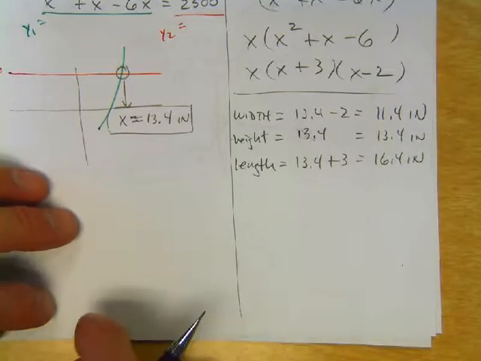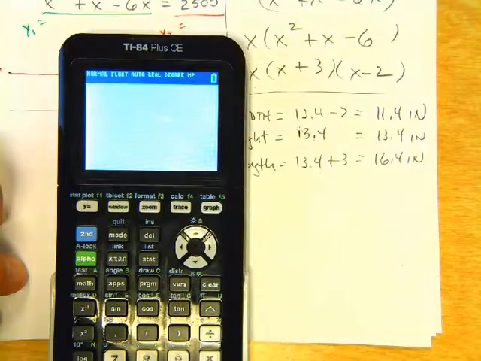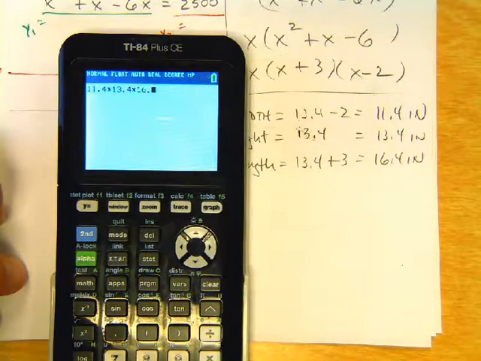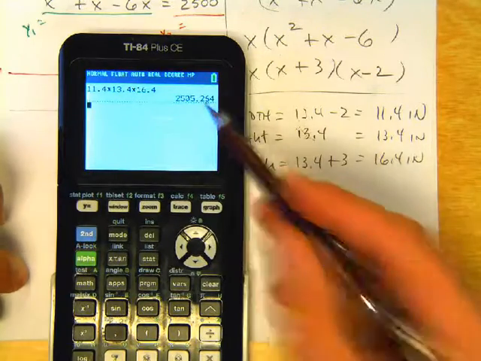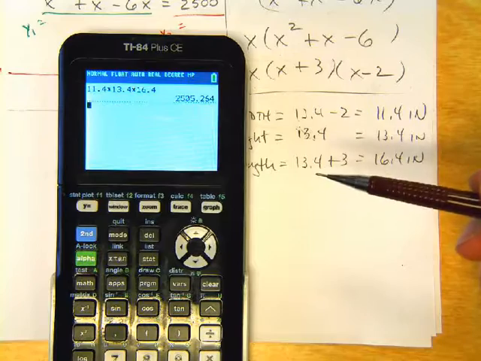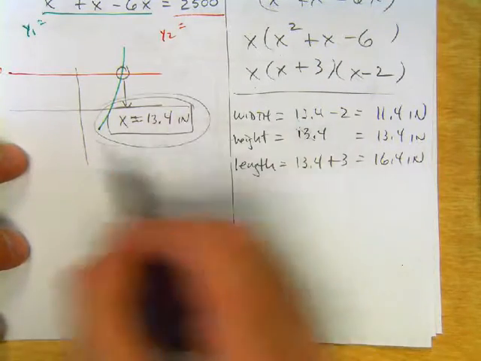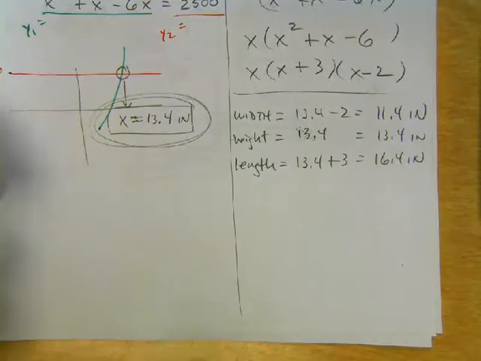And we could check our answer by just multiplying those. I'm going to go ahead and do that. 11.4 times 13.4 times 16.4 gives 2505. Do you know why it's not exactly 2,500? Because we rounded right there. That 13.4, we rounded that. All right, we did it.